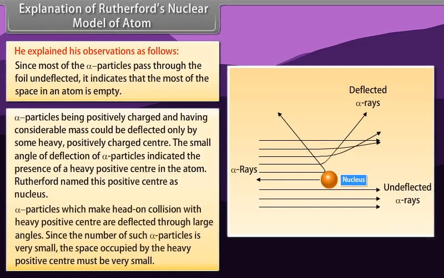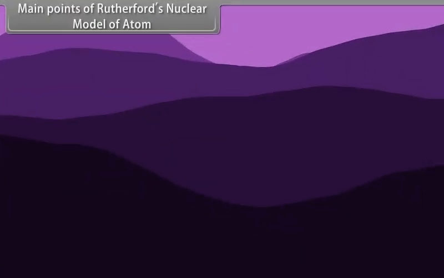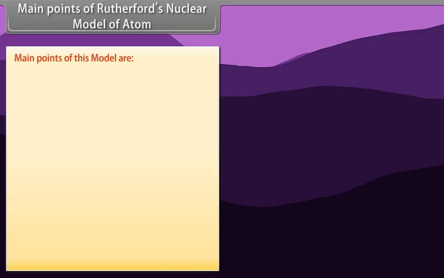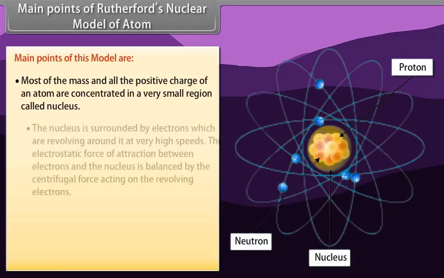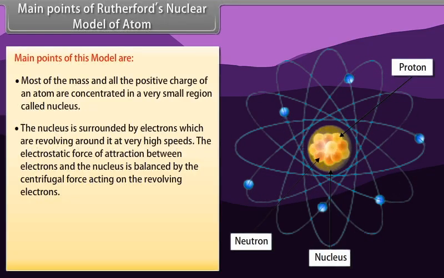Number 3. Alpha particles which make head-on collision with the heavy positive center are deflected through large angles. Since the number of such alpha particles is very small, the space occupied by the heavy positive center must be very small. Main points of Rutherford's nuclear model of atom. Main points of this model are: Number 1. Most of the mass and all the positive charge of an atom are concentrated in a very small region called nucleus. Number 2. The nucleus is surrounded by electrons which are revolving around it at very high speeds.